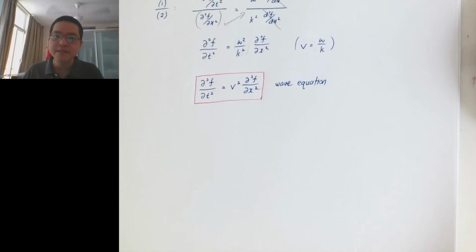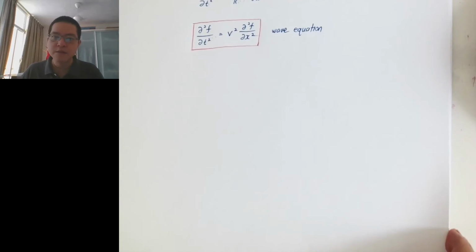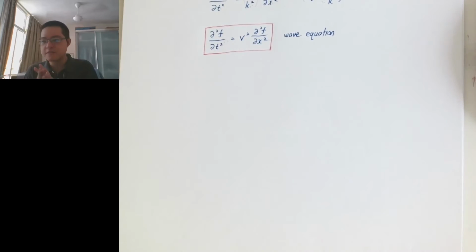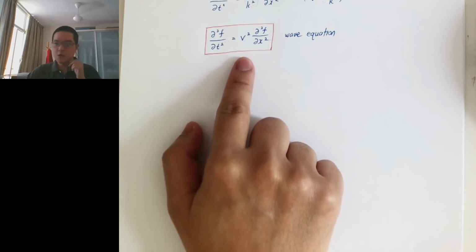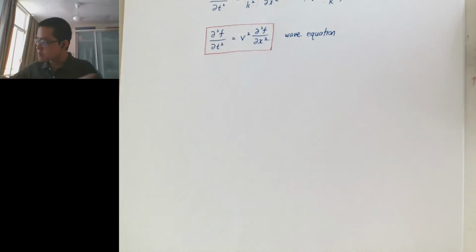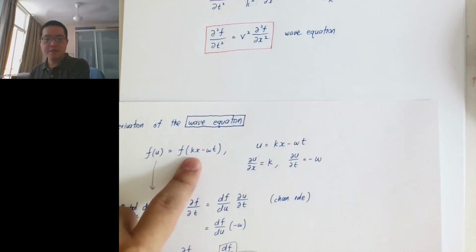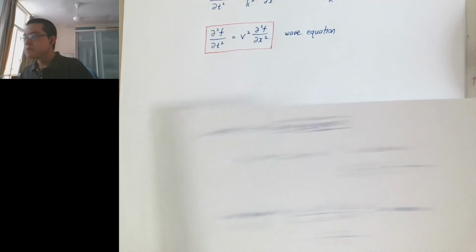So this is the first time you have seen the wave equation, right? So this is why I just want to show you for the first time. If you don't follow, never mind, because we just want to use this. Actually, we just want to use this, and also the fact that my function is kx minus omega t.